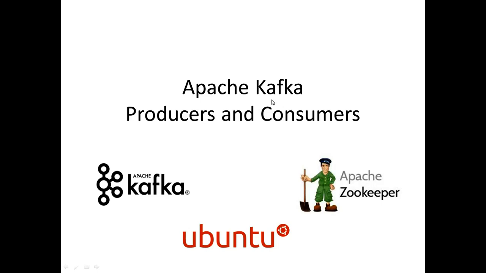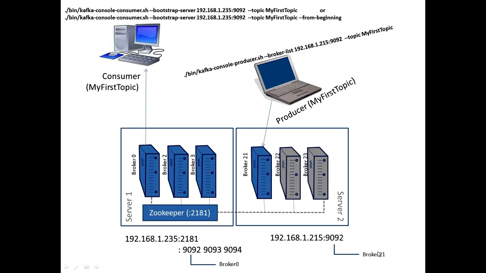Right, we're just going to look at Apache Kafka producers and consumers. Here I've got a producer on the right and a consumer on the left. Don't think of this just as a one-to-one relationship. There could be many, many more producers and many, many more consumers. That's one of the things around Kafka and using this distributed system.